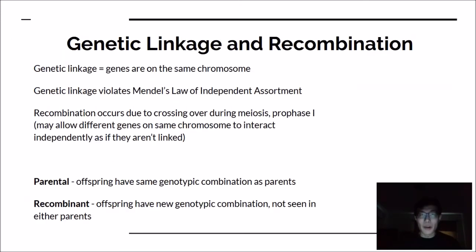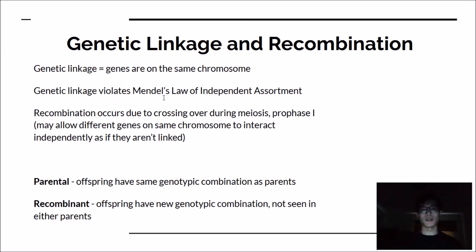Okay, so one more thing that we have to look over is this concept of genetic linkage and recombination. So remember the law of independent assortment, right? Well, genetic linkage can actually mess up that law. Genetic linkage is a situation where genes are on the same chromosome. This helps violate the law of independent assortment because the genes are linked, and you're not really going to kick them apart, except if you have recombination.